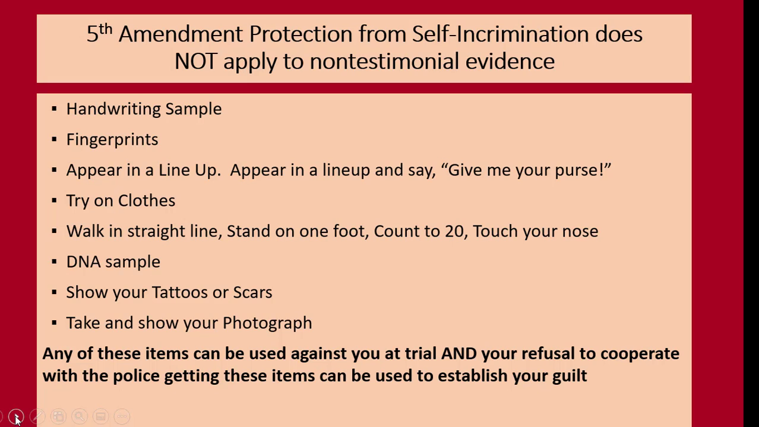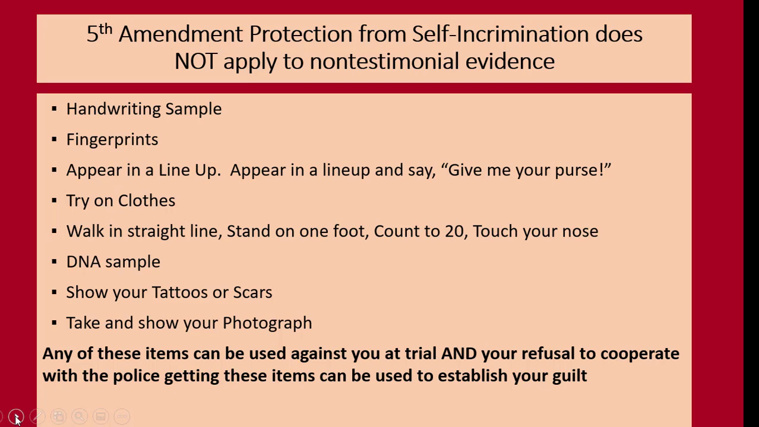Trying on a piece of clothing to see whether it fits or not, walking in a straight line, standing on one foot, field sobriety test, DNA samples, tattoos or scars, taking and showing your photograph to people. All of those items can incriminate you. Absolutely. Some of those items are the best proof you can have in court, right? Like a DNA sample. But the Fifth Amendment protection doesn't apply to those. The Fifth Amendment only protects you from the police forcing you to write a written confession or a written incriminating statement, and it protects the police from forcing you to verbally connect yourself to a crime.